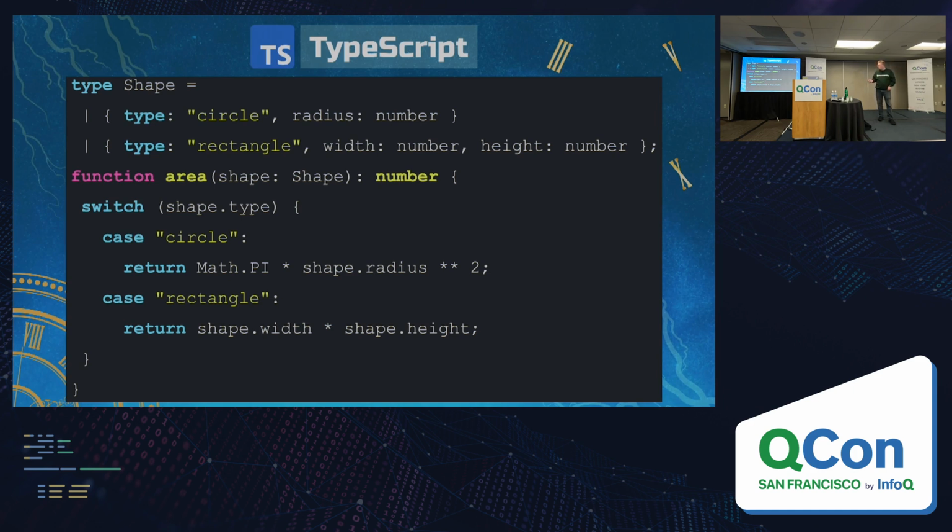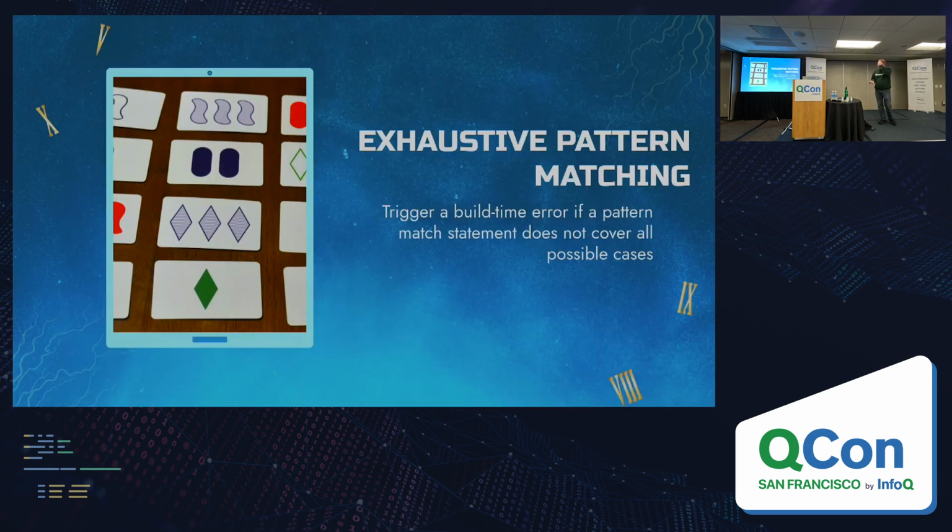This is really cool because the compiler is smart enough to know that once I get inside this circle branch, I'm going to have a radius property available, and I'm not going to have a width and height. If I tried to reference width or height here, the compiler would fail, and it wouldn't allow me to write that code. Conversely, the same thing with the rectangle. So it gives me a lot of type safety. And exhaustive pattern matching is basically that same concept, but the compiler can give you a build time error if your pattern match statement doesn't cover all the possible cases.